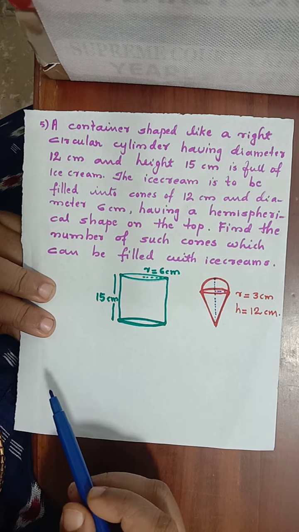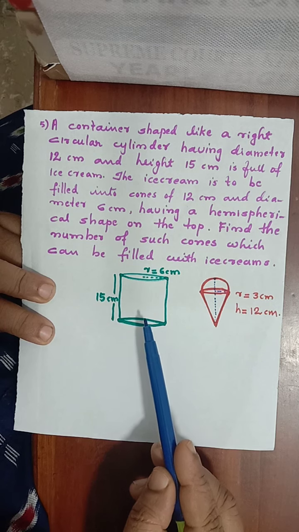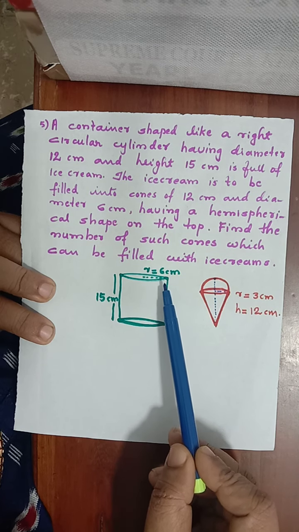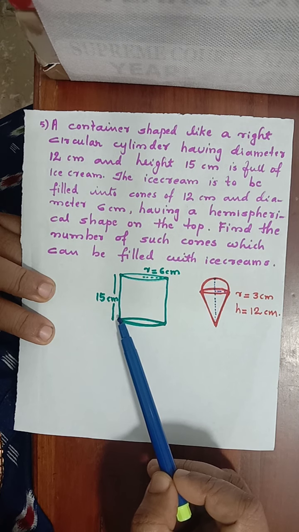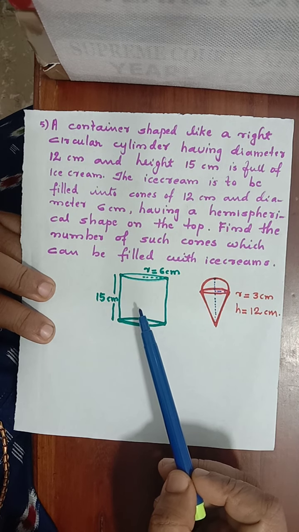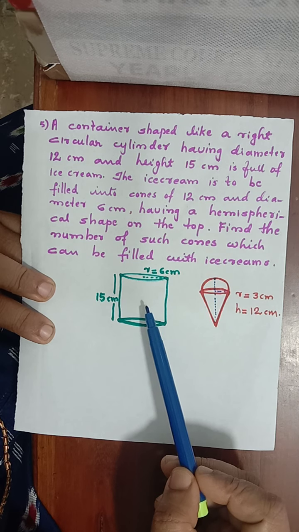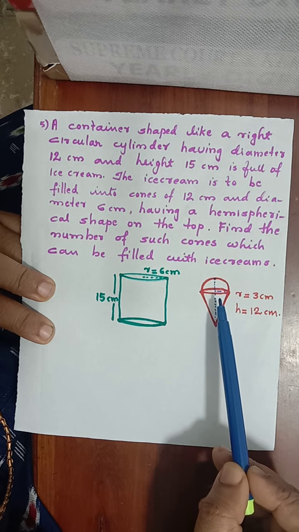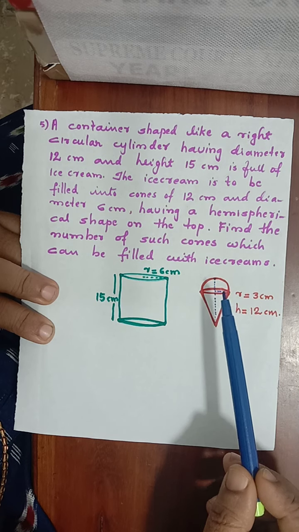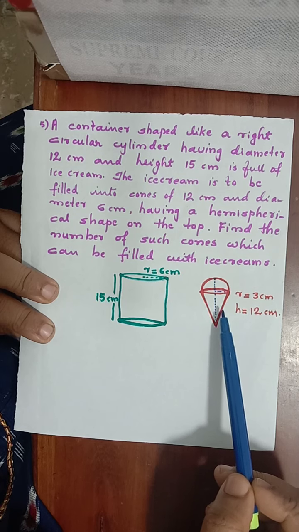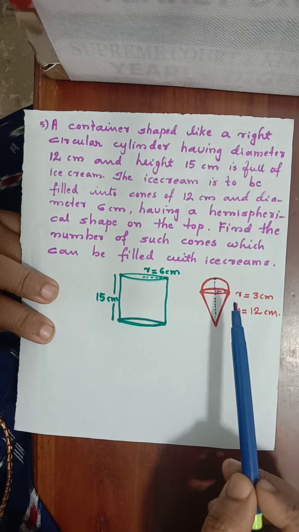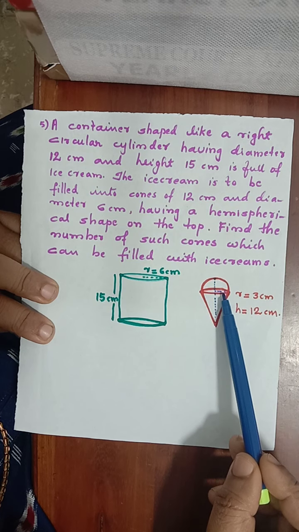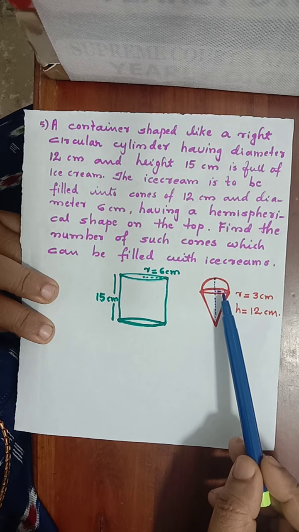A container shaped like a right circular cylinder having diameter 12 centimeter, so radius 6 centimeter, and height 15 centimeter, is full of ice cream. The ice cream is to be filled into cones of height 12 centimeter and diameter 6 centimeter. That means radius equal to 3 centimeter.